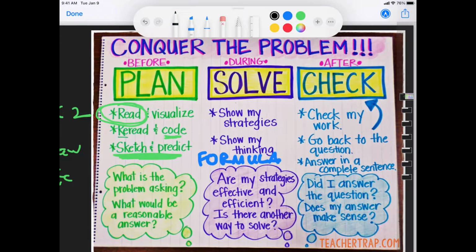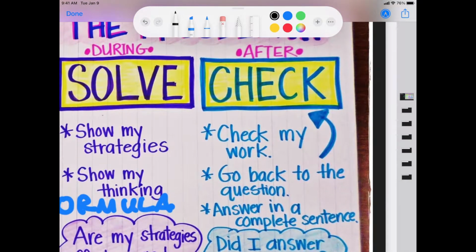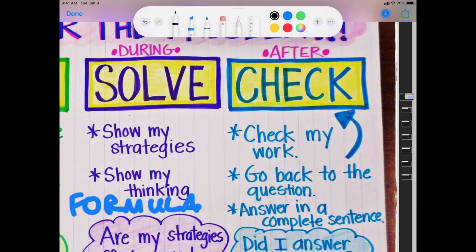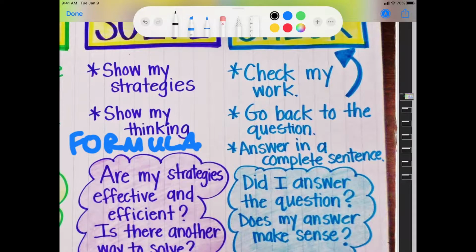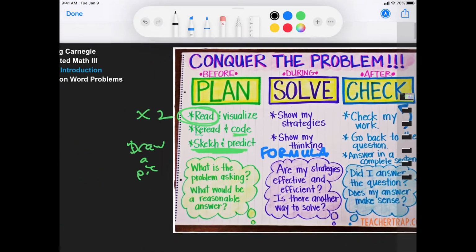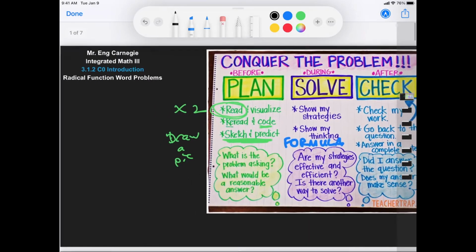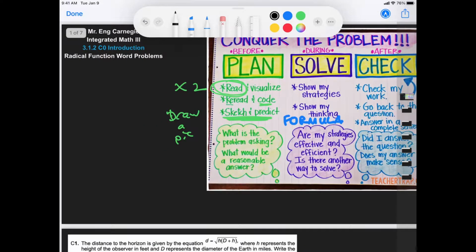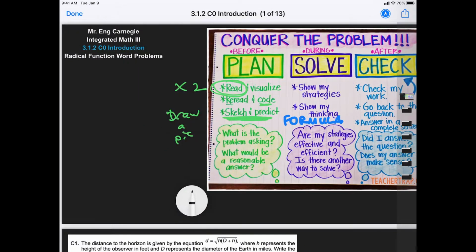Okay, and the last one, can you actually check your answer? Can you check your work? Go back to the question. Answer it in a clean sentence. And you can ask the question, did I answer the question? Does my answer make sense? You can also think of the units. Okay? So those are just some quick strategies, things you should be thinking about for word problems. Be patient with it. But definitely reread it, draw a picture, and write down your formula.